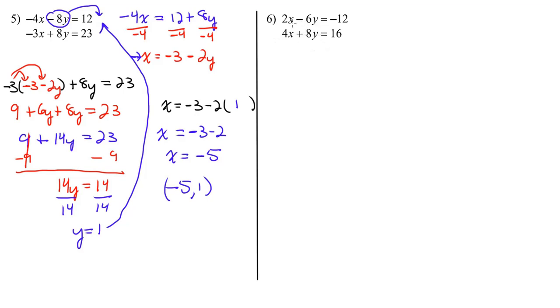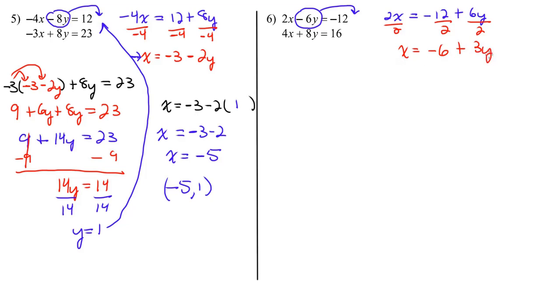Let's go ahead and solve the top equation for x. So first, I need to take this negative 6y and move it over to the other side. And when I move it, it switches from a negative 6y to a positive 6y. So our new equation reads 2x equals negative 12 plus 6y. And we need to divide by 2 to solve for x. We need to divide everything by 2. So we get x equals negative 12 divided by 2 is negative 6. And 6y divided by 2 is 3y.